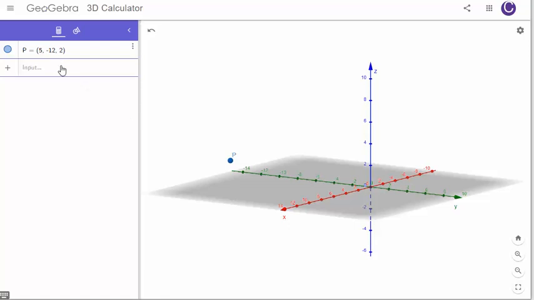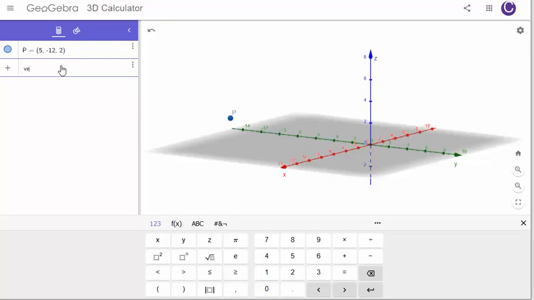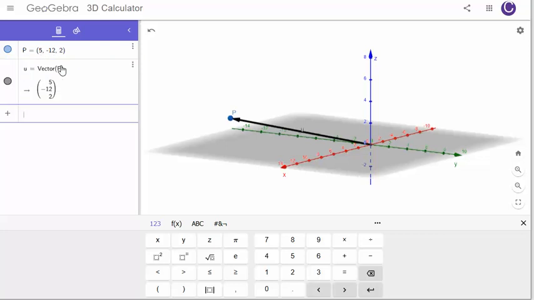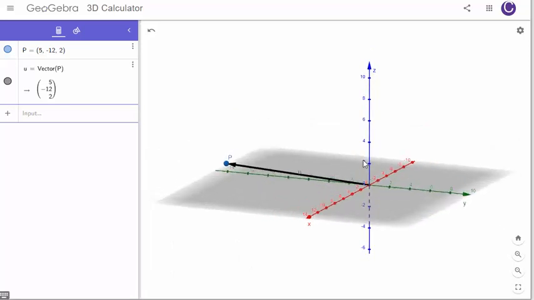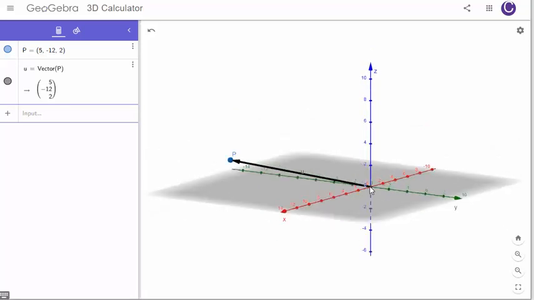So now if I want to look at this vector, let's see if I can remember this. I'm going to type vector, parenthesis, P, enter. And it named it u. It's naming this vector u. It's putting it in standard position. So now we have the vector with the initial point at the origin and the terminal point here.